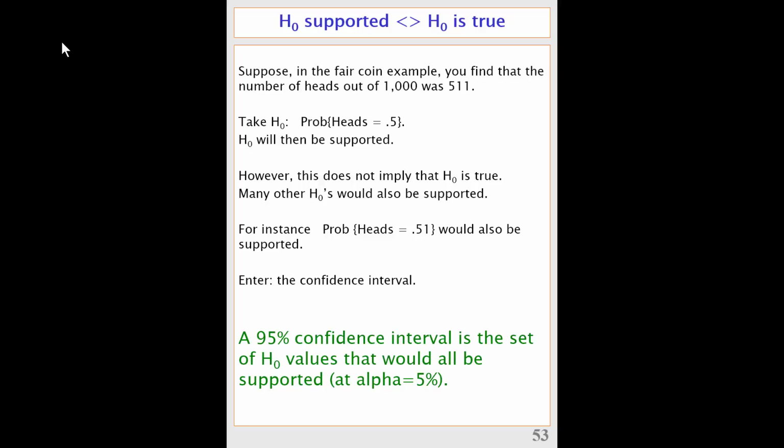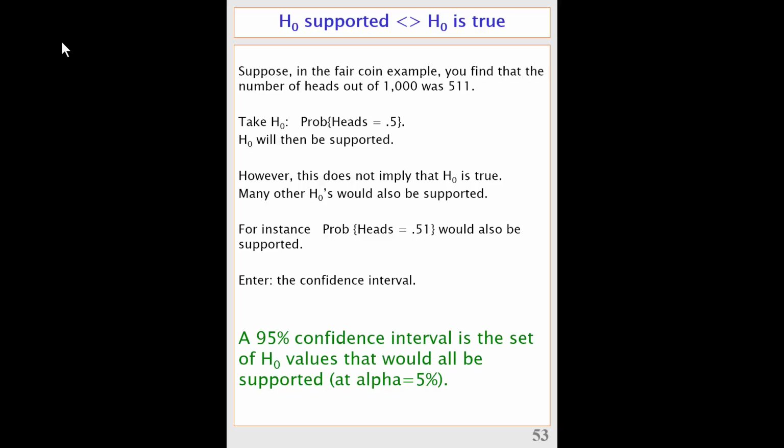But that doesn't work so well, because if I use another H0 here, for instance that one, probability of heads is 0.51, so it's close but not exactly the same. That one would also be supported. So I can generate lots and lots of H0s here that would all be supported by a number of 511 out of 1,000. So this already suggests that if you do it this way, you start from an H0 and then you get rejected or supported, you don't immediately know something about whether that actual H0 is the true one, because there are many others that could work as well.